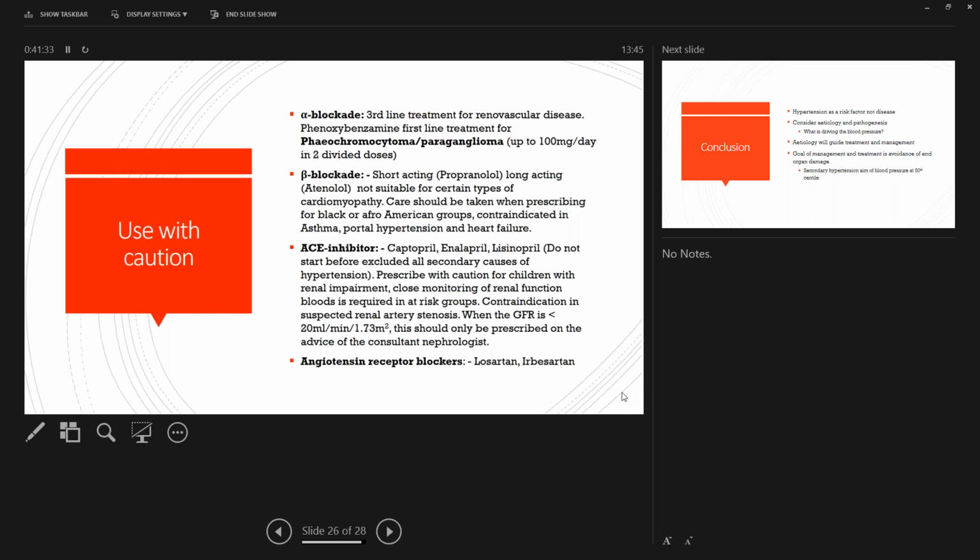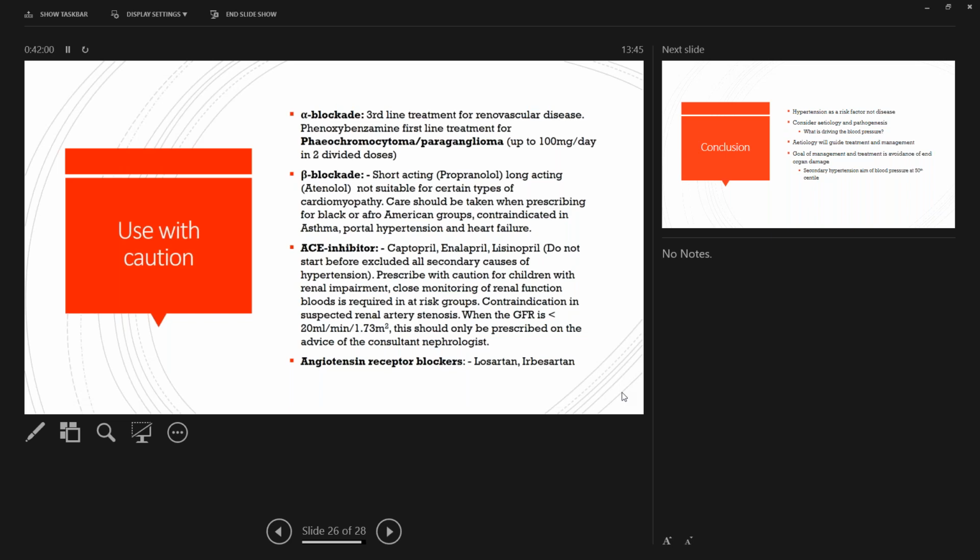ACE inhibitors, so things like captopril, enalapril, lisinopril, they definitely shouldn't be started before all secondary causes of hypertension have been excluded. So especially for any renal causes, if you're suspecting a chronic underlying renal cause, an ACE inhibitor may be beneficial in some cases, such as proteinuria.